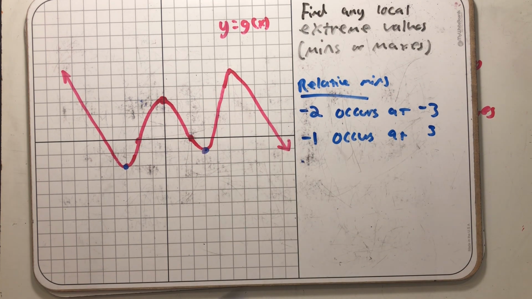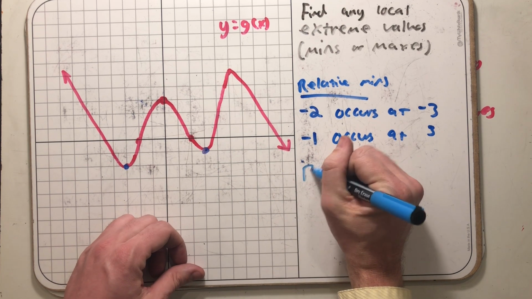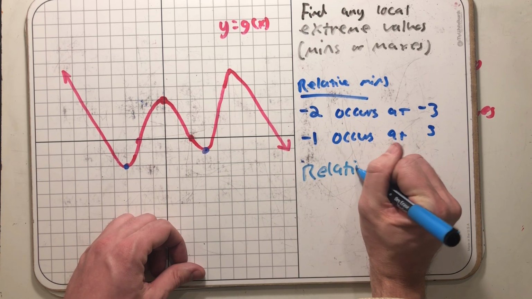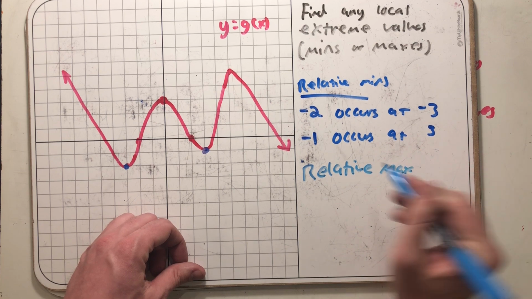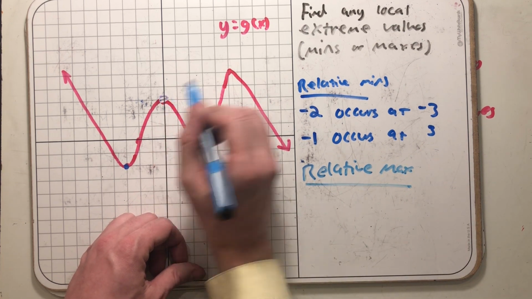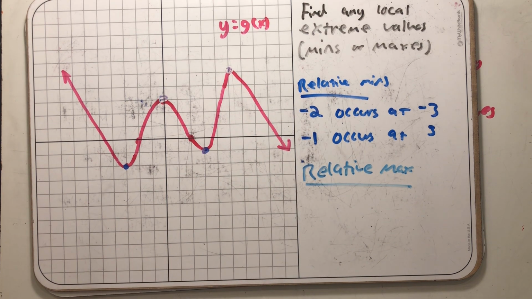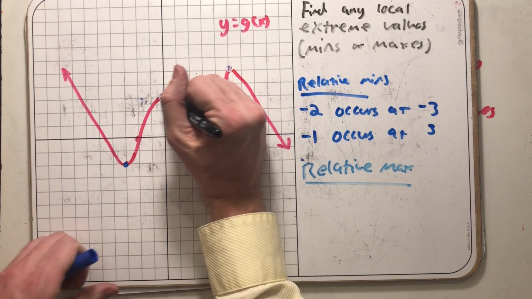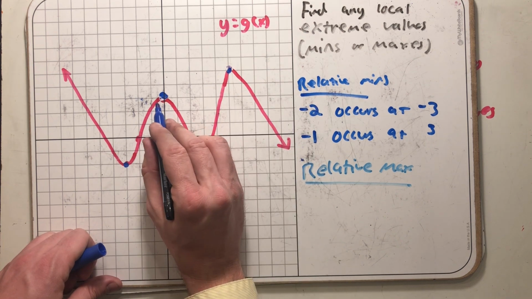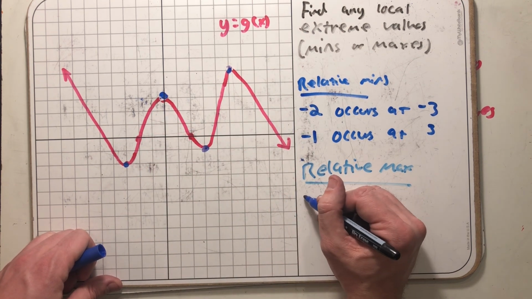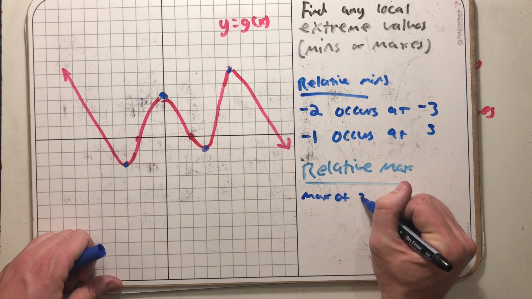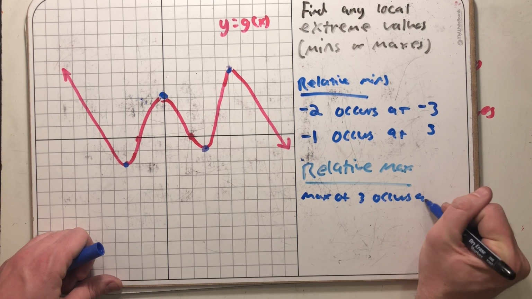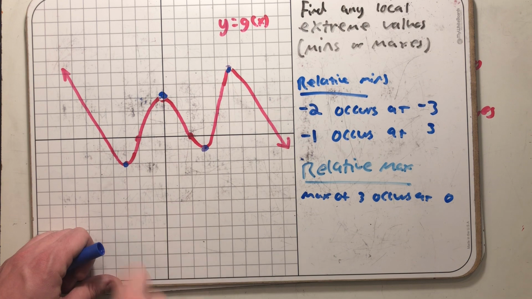I'll pause the video here and see if you can locate where the relative maximum values are. All right. Let's find those relative maximum values. I see two mountain peaks, two tops of hills to find. And this one, let's see, that's 1, 2, 3. So the max of 3 occurs at 0, right? X equals 0.